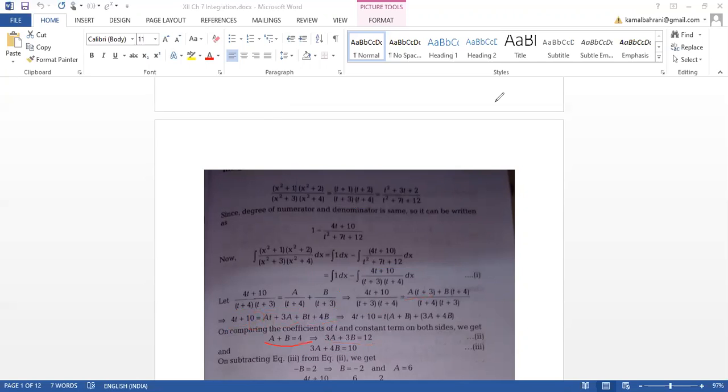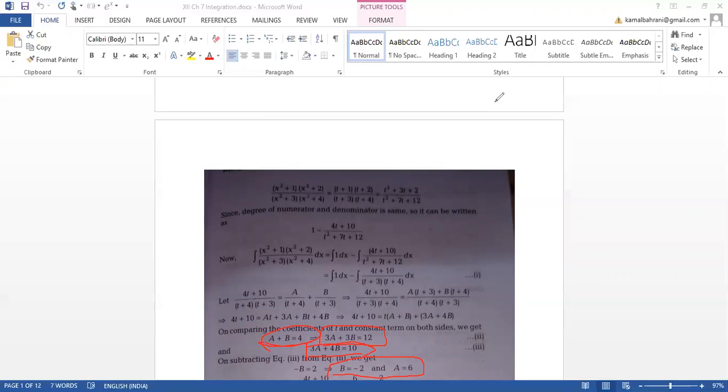A plus B is equal to 4, and 3A plus 4B is equal to 10. Now multiply the first equation by 3. So what are you going to get? 3A plus 3B is equal to 12. Now you have two equations, and you know how to solve them. 3A plus 3B is equal to 12, 3A plus 4B is equal to 10. By solving, you will get B is equal to minus 2 and A is equal to 6.